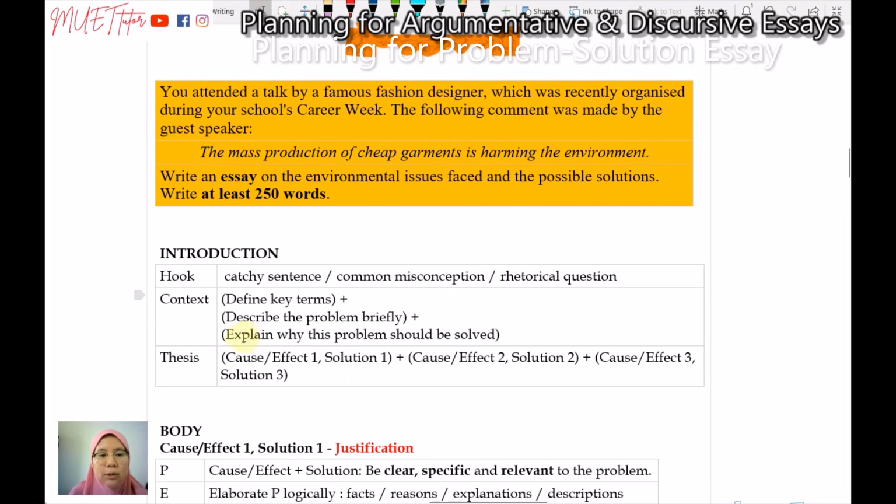For your thesis, when talking about problems, it will usually involve talking about the causes and effects of that problem. So here you identify 3 causes or effects and the solutions to each cause or effect. And your causes or effects can be a mix, like 2 causes and 1 effect, or 1 cause or 2 effects, depending on what you can come up with. Then the proposed solutions, solution 1, 2, and 3, should be clear, specific, and relevant to the problem.